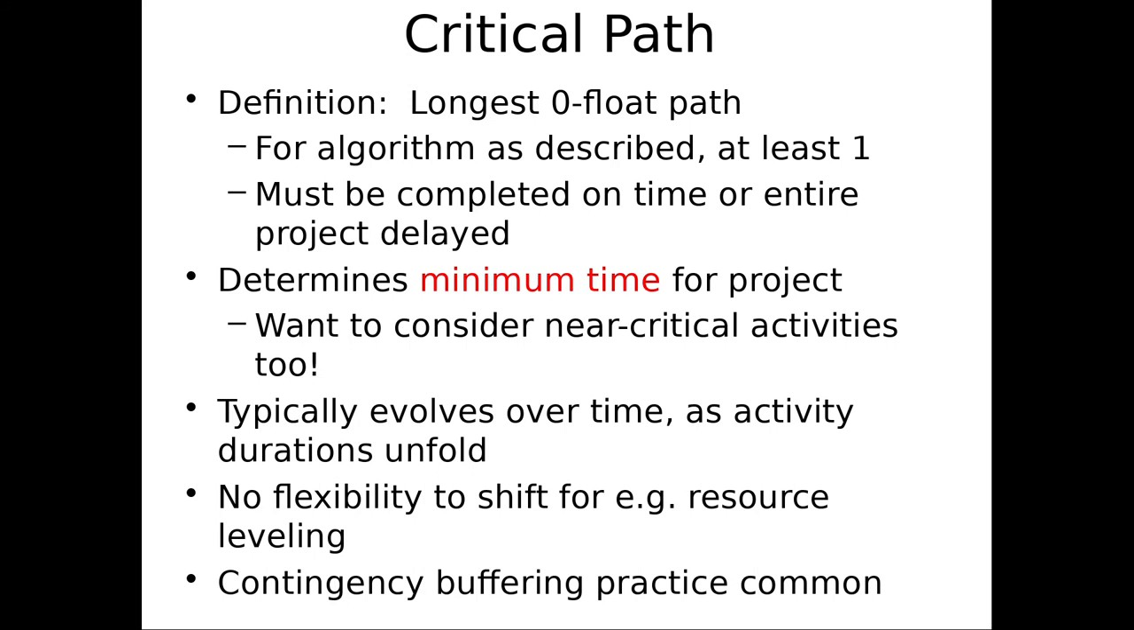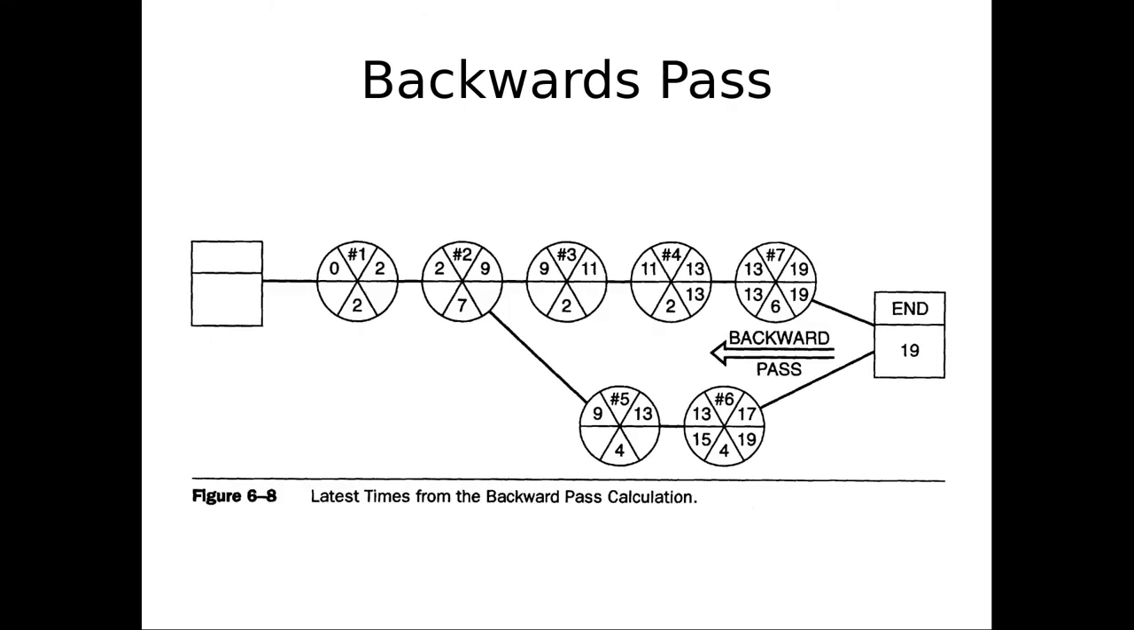So the critical path here is the longest zero float path. Now, it's actually a more complicated definition if you don't just have, I can't start until that one finishes. It gets more complicated if you say, I can't start until that one starts and that sort of stuff. I'm not going to deal with that. But basically, in this case, it's the longest zero float path. There can, in principle, be more than one, but typically there's one. It determines the minimum time for the whole project. For the whole project, that's the determinant. Remember that?